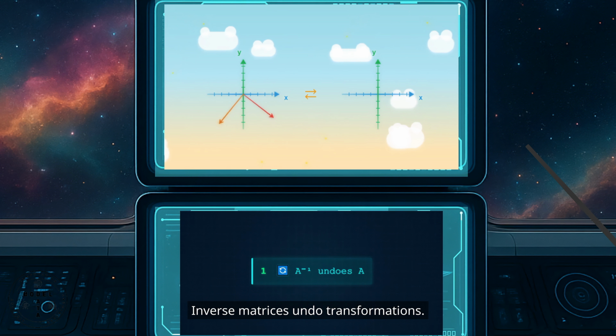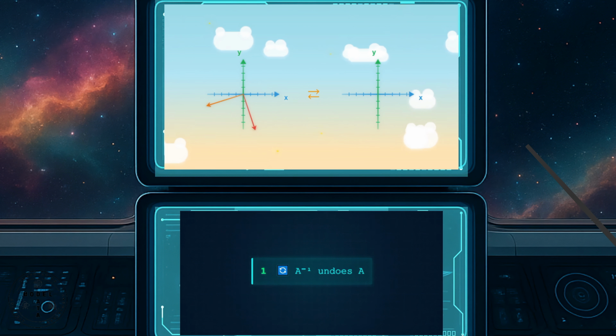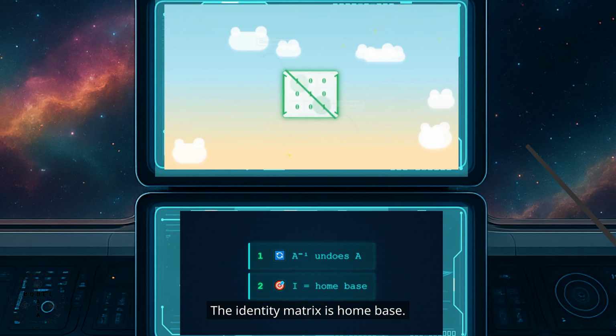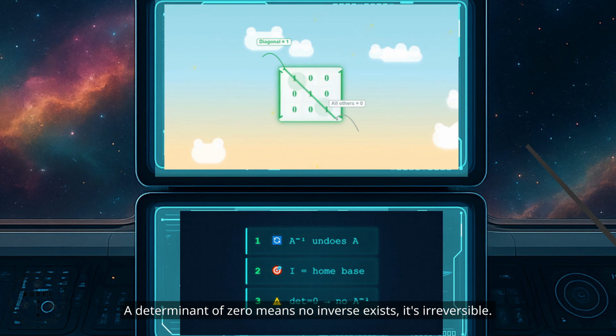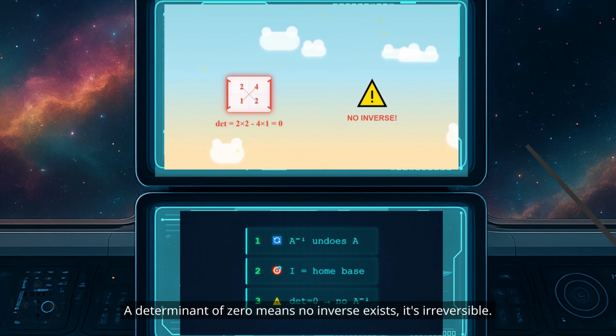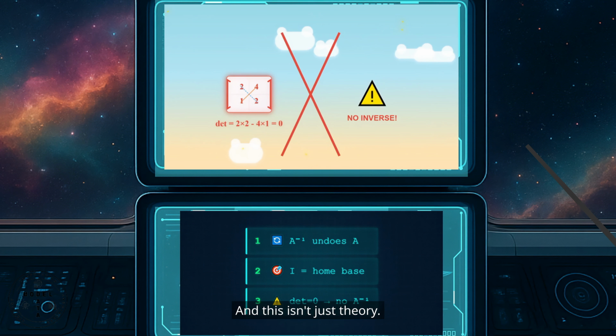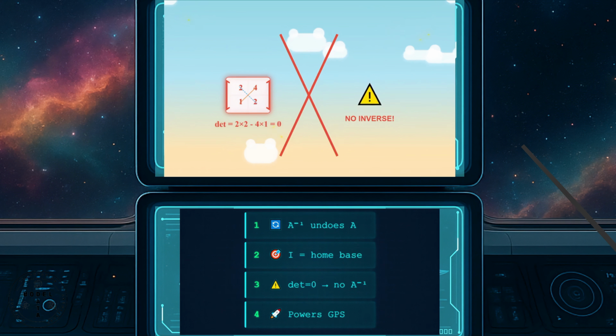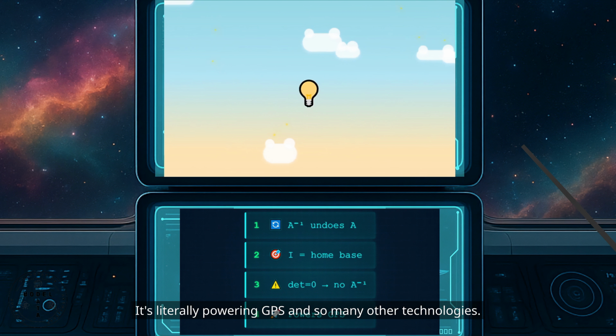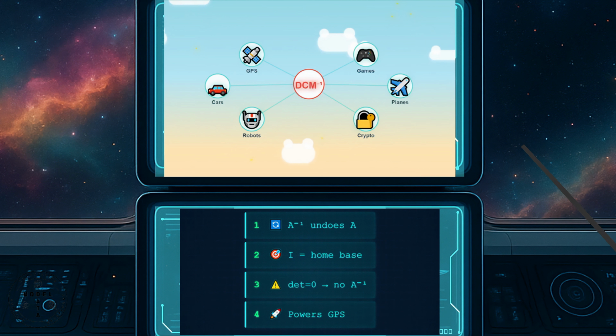Okay, so quick recap. Inverse matrices undo transformations. The identity matrix is home base. A determinant of 0 means no inverse exists, it's irreversible. And this isn't just theory. It's literally powering GPS and so many other technologies.